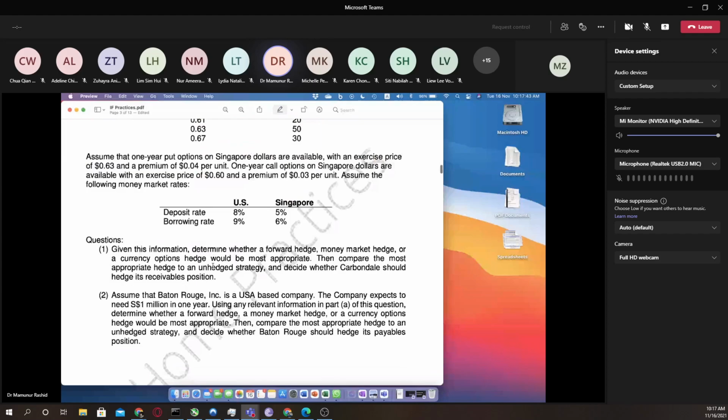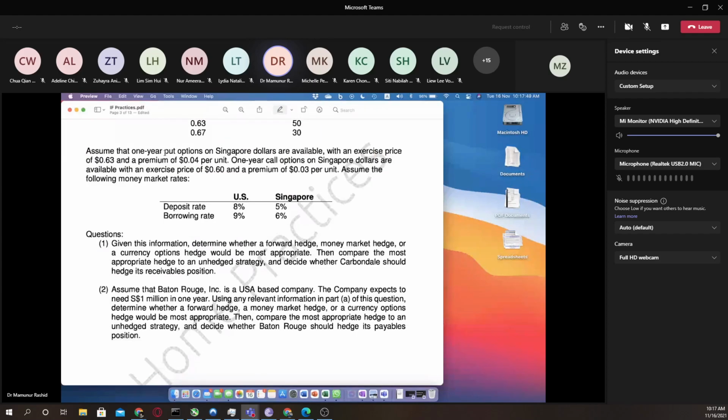Assume that 1 year put options, because it's a receivable, right? So it's a put option for receivable. 1 year put options on Singapore dollar are available with an exercise price of 0.63. I think you know what is an exercise price. This is the price at which you decide whether you are using the contract or not. And there's a premium cost for the put option, 0.04 per unit. 1 year call options on Singapore dollar are available with an exercise price of 0.60 and a premium of 0.03 per unit. Call option is for payable, put option is for receivable.